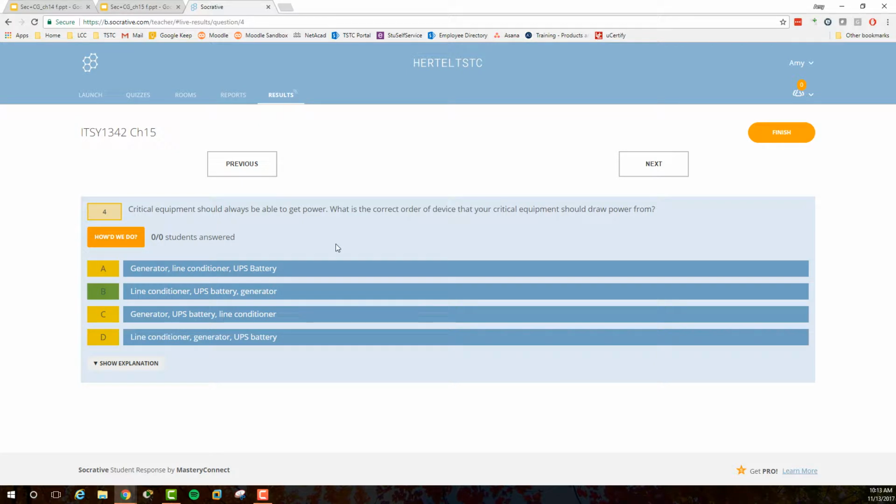Line conditioner, UPS battery, and generator is the proper order of equipment. So depending on the UPS that you have, it might have a line conditioner built into it, which means that the power is conditioned and it's the right voltage, it's the right amps, it's the right amount all the time, and it's good clean power. You see things saying it'll have a sine wave technology or something, and that's what that is. That will go to a battery and then the battery to the generator.